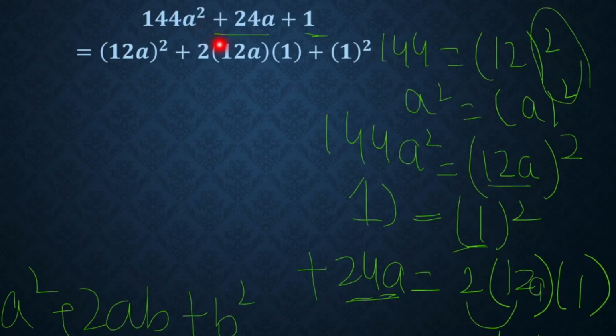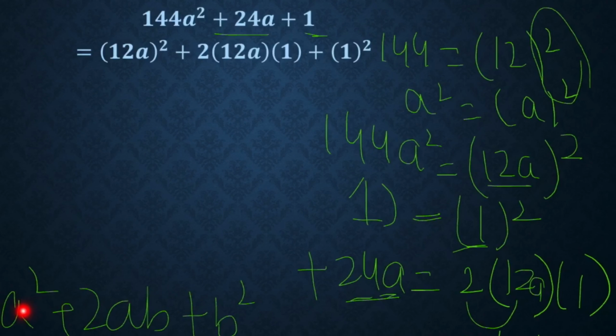Writing 144a square as 12a whole square. Writing 1 as 1 whole square. This 24a is the product term of the formula. It can be written as 2 times 12a times 1, that is 2ab.